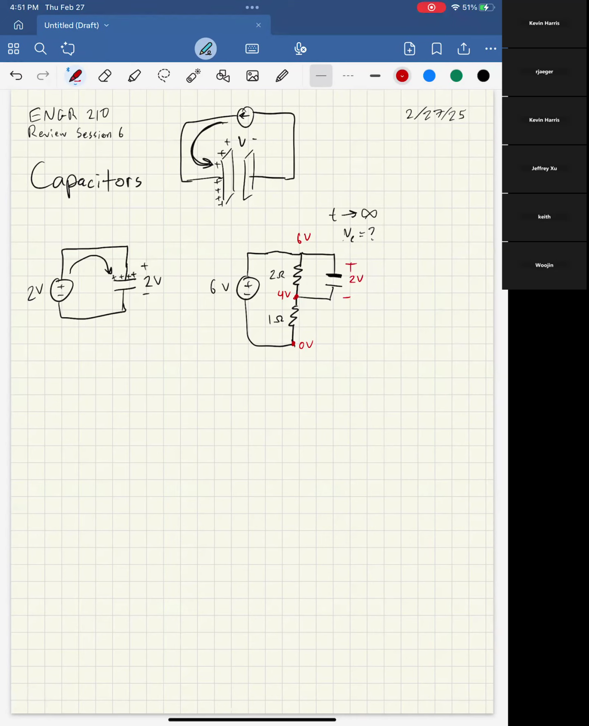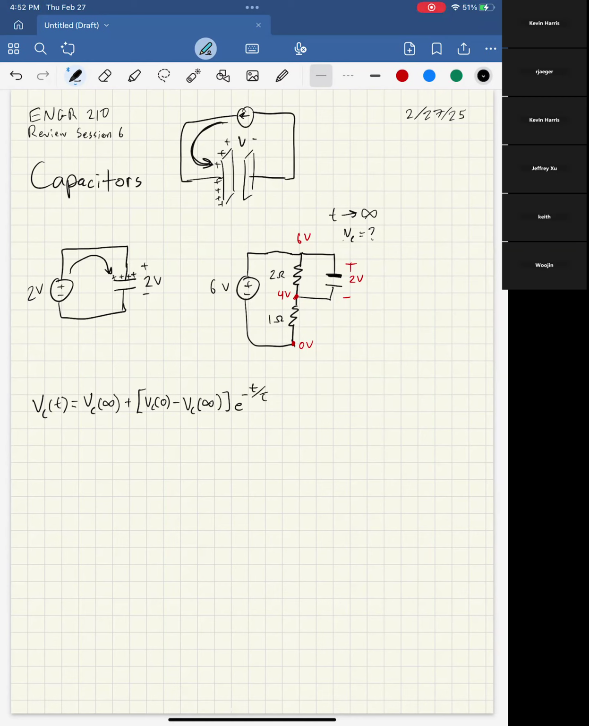Now, the questions given on the quiz will ask, what is the function of the charge on the capacitor over time? And the function given is that the voltage of a capacitor at a given time is equal to the voltage of the capacitor at infinite time, the steady state voltage, plus the difference between the initial voltage of the capacitor and the steady state voltage, times e to the minus t over tau.